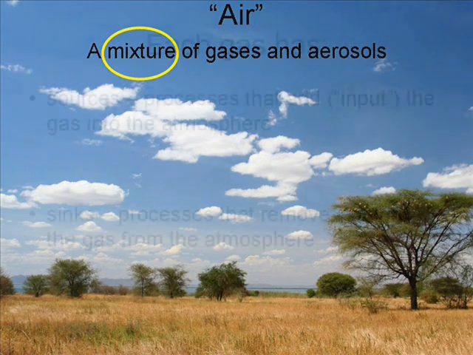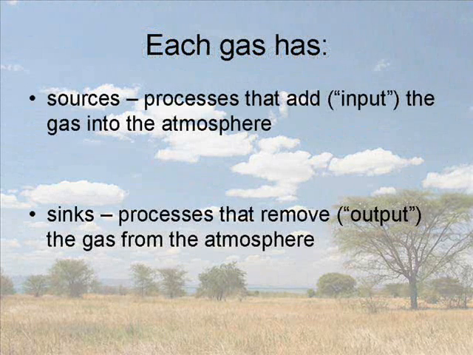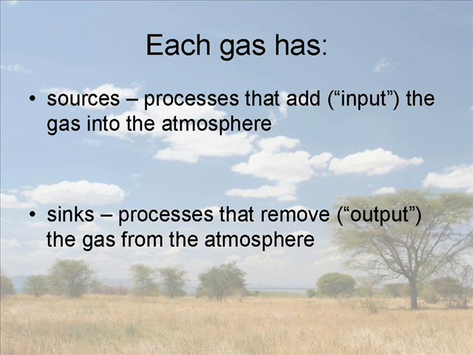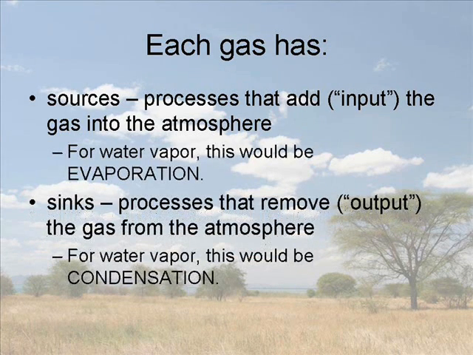They're just mixed together. Each of these gases has what we call a source, or multiple sources, and a sink, or multiple sinks. Sources are processes that add a gas to the atmosphere. These are, the verb is that they input these gases to the atmosphere at some input rate. Similarly, a sink is a process that removes gases from the atmosphere. We say that it outputs the gas from the atmosphere.